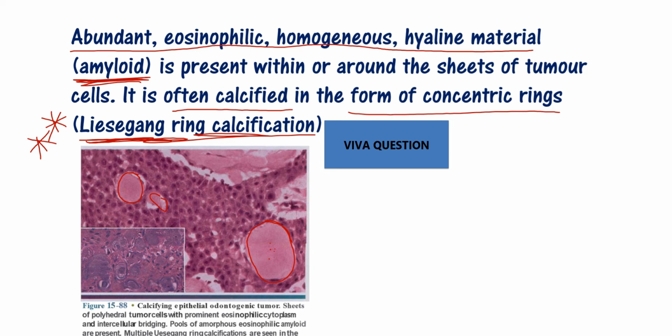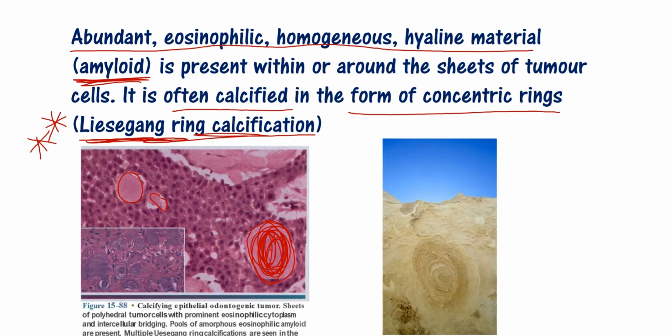So this is Liesegang ring calcification, concentric rings. Such calcification will be seen in the tumor. If you can see this image, these are the calcification.